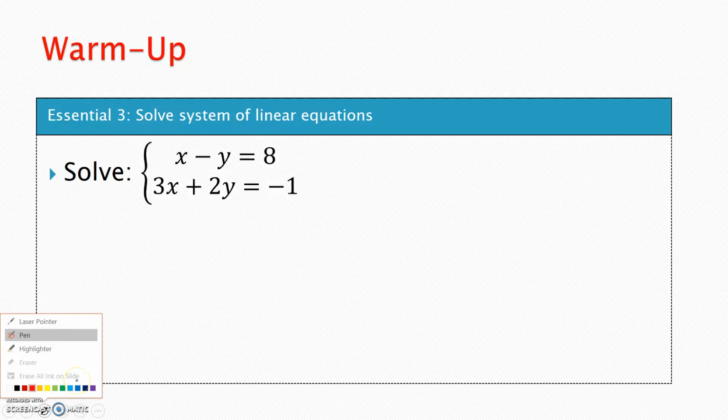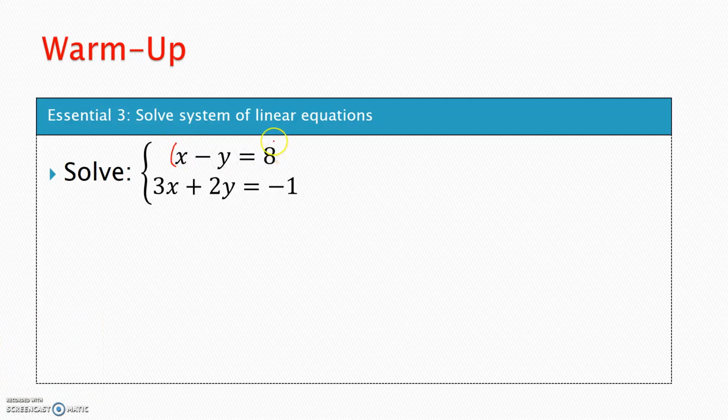Alright, so here we have a system. Now, of course, we do want to eliminate, it could be either x's or y's. Here I'm going to go with the x's. Now, again, if this is a positive 3x, this guy up here has to be a negative 3. So I need to multiply the entire one by negative 3. So that those x's cancel out.